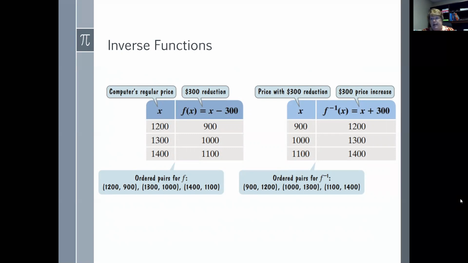And you notice this notation that we're using in this second table, f, and we have an exponent of -1. That doesn't mean the reciprocal. That means the inverse. Remember, function notation is special unto itself. So f with an exponent of -1 means the inverse function. So if my function f of x is x minus 300, its inverse function is x plus 300. One function undoes what the other function does. So the inverse does what the function does, right?